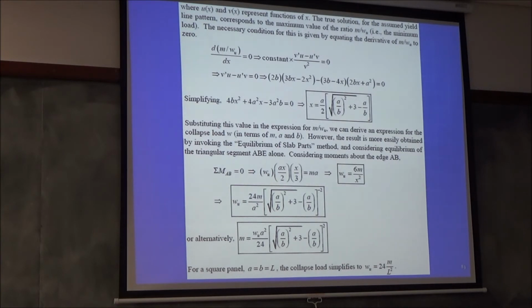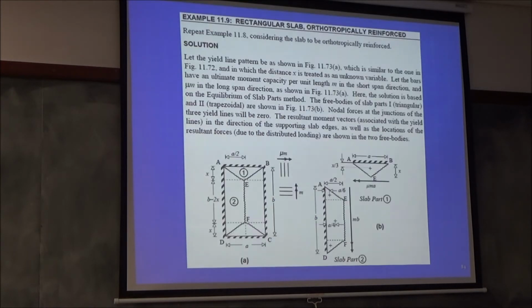It's stupid to do this isotropic, you're wasting your money because in the longitudinal direction you should not be putting so much steel. So then you will bring in a new factor called mu. In the main span direction, these three lines show reinforcement in the short span, with moment capacity m. In the long span direction, we'll give something less than this. So we give mu times m.